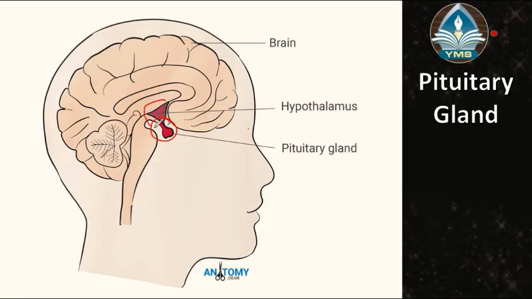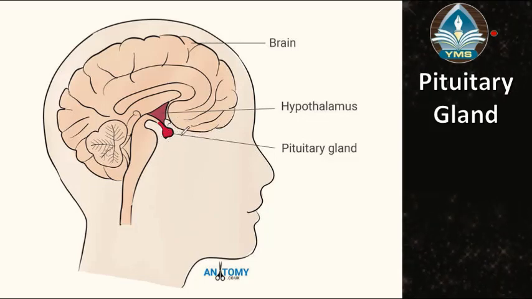So this structure here, part of the brain, is called the hypothalamus, which can control the activities of the pituitary gland and other activities like the heartbeat and others. So this is the pituitary gland. It is called the master gland, or the queen of all glands. Why? Because it can control the activities of most of the endocrine glands. So that is why we call it the master gland or the queen of the glands.